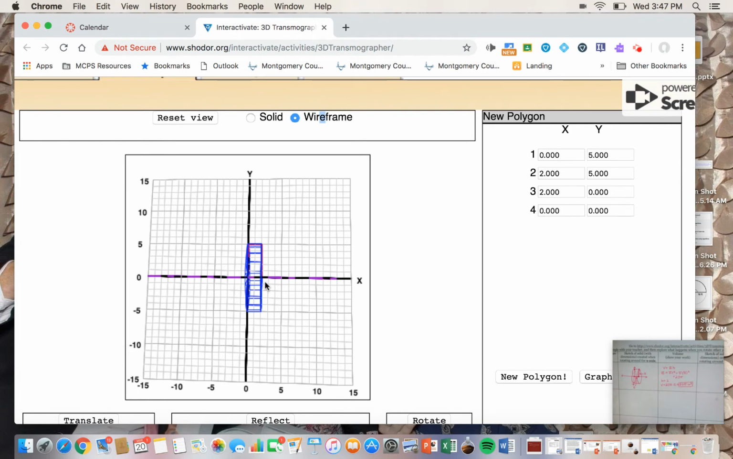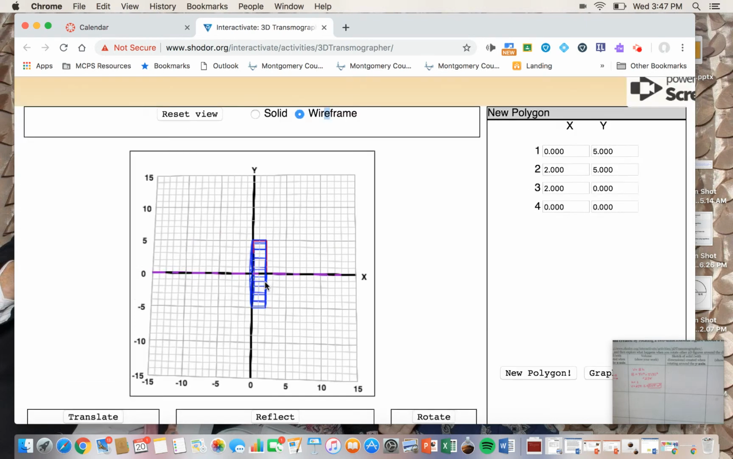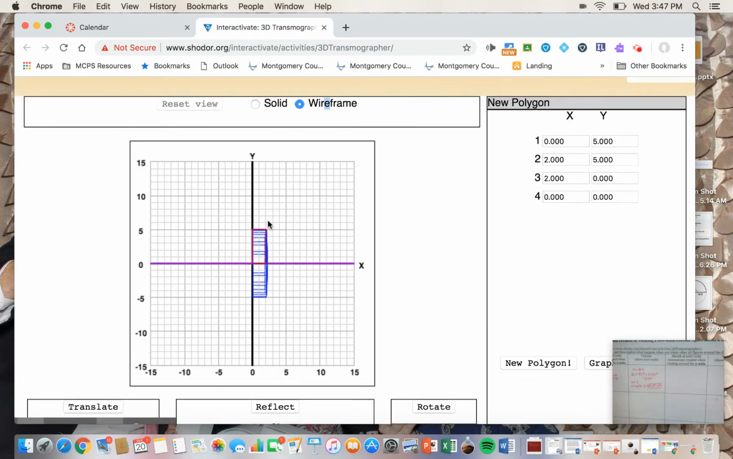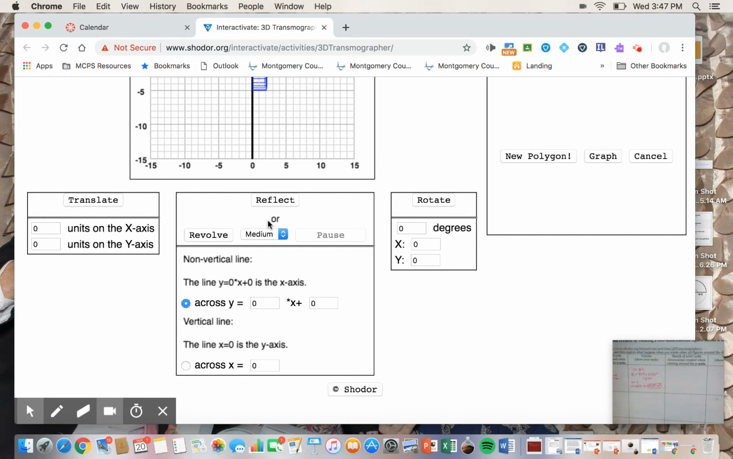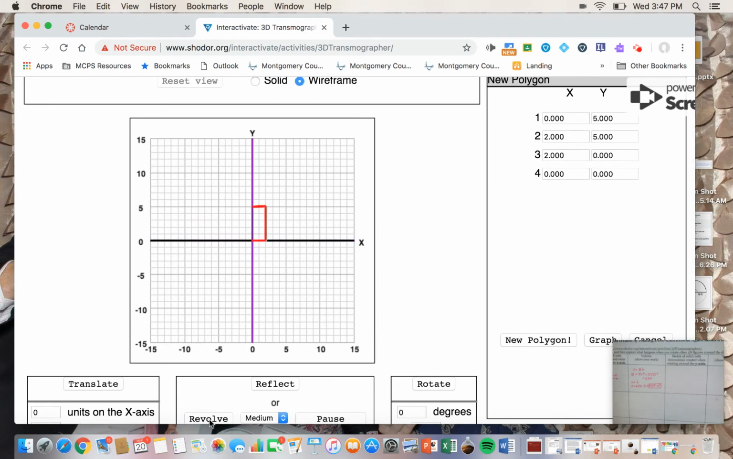Okay, so that is rotating around the x-axis. When we rotate around the y-axis, we're going to get something a little bit different. What's really cool about this is I can reset the view and change what I'm rotating around. It says the line x equals 0 is the y-axis. I'm going to select this and say revolve. It goes back to my original shape, and now it's revolving or rotating around the y-axis, this purple line.